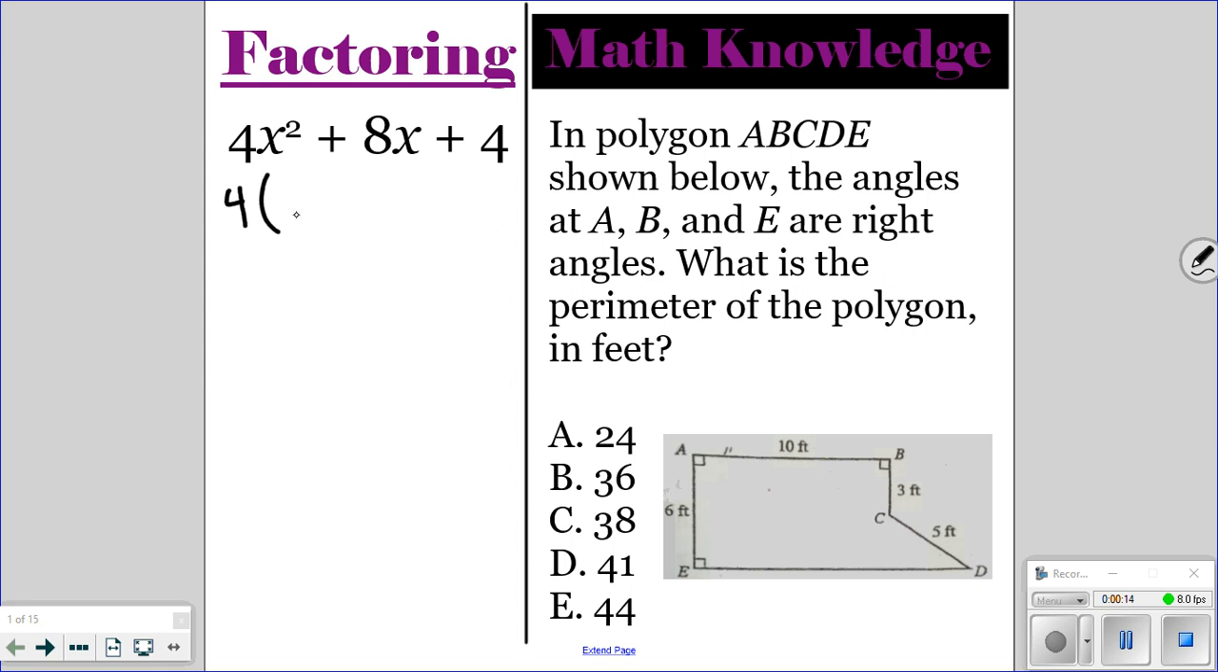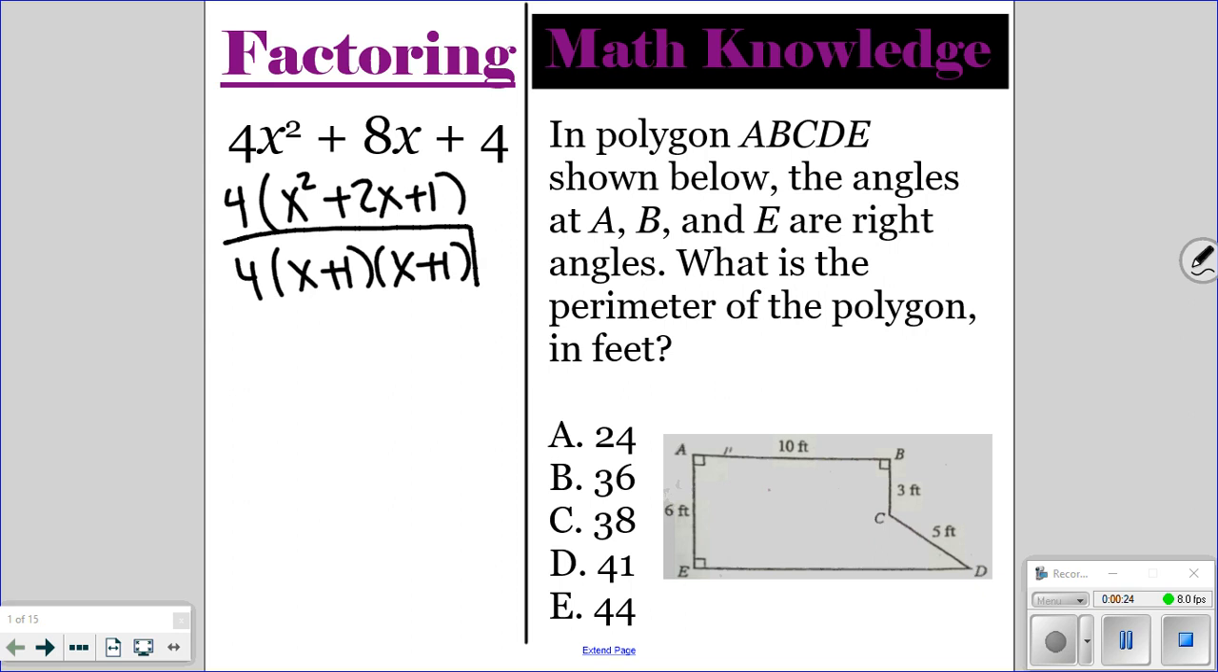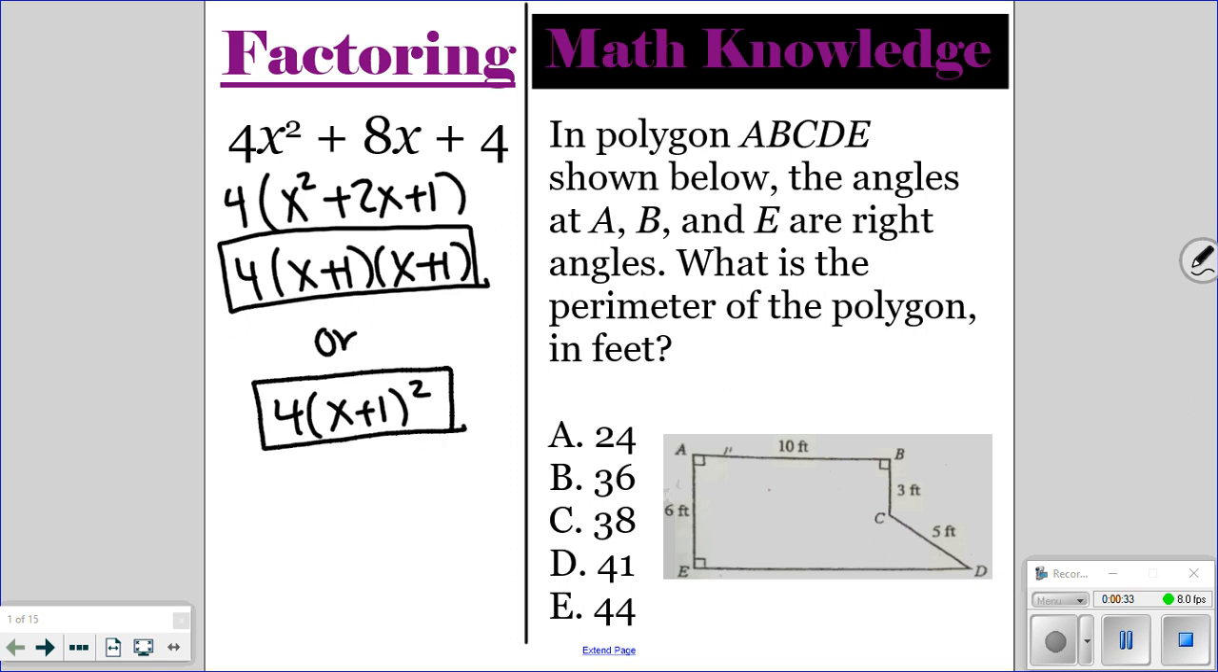So if we factor out a 4, we'll have x squared plus 2x plus 1. And then if you factor what's in your parentheses, you'll have 4 times x plus 1 times x plus 1, which you can also write as 4 times x plus 1 squared. If you had done remove, replace, reduce, then you would have just had x plus 1 squared, which isn't what the answer is. So that's why you need to make sure before you do remove, replace, reduce that you factor out your greatest common factor.